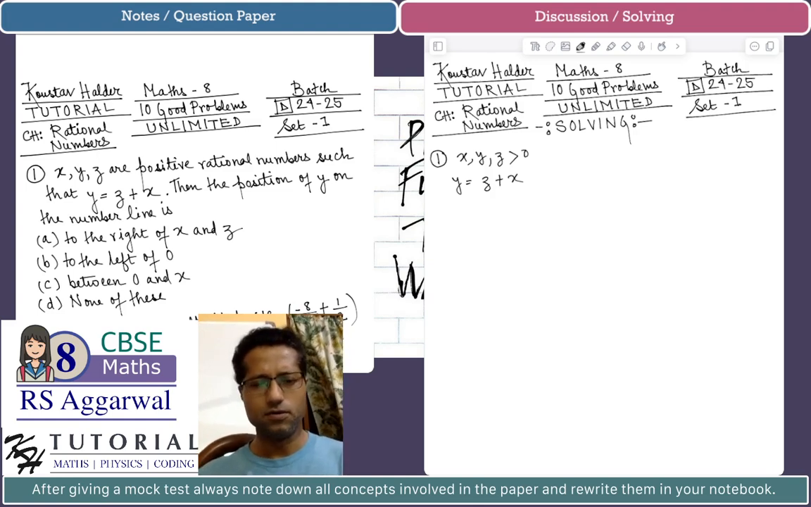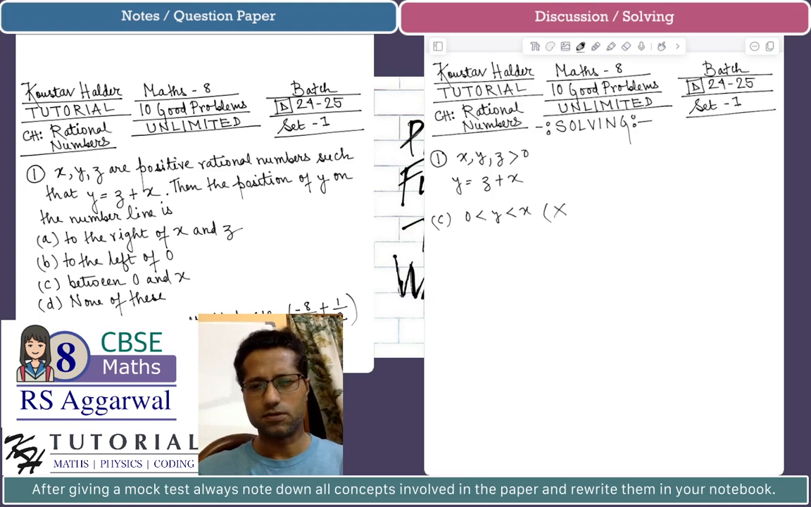Sometimes it is easy to eliminate a choice. Some choice will be given where you can clearly say that it is not correct, so by elimination also you can arrive at the correct choice. Now choice C says that y lies between 0 and x. So let's see what choice C is saying. C is saying that y is greater than 0 but less than x.